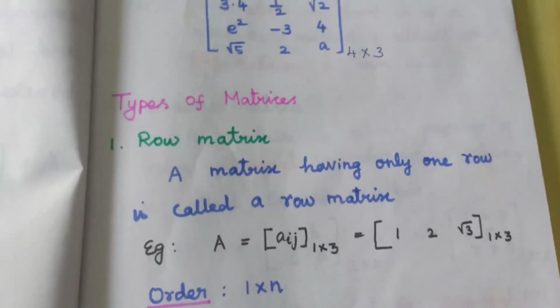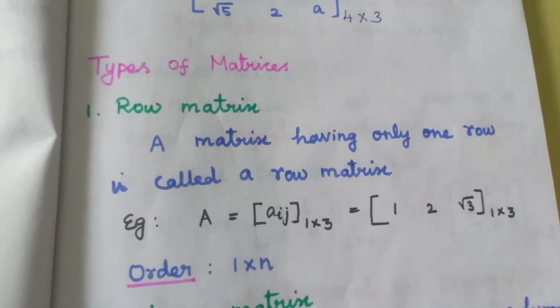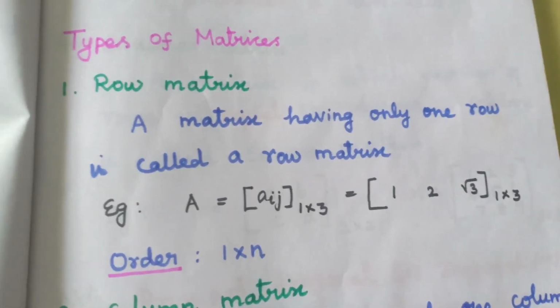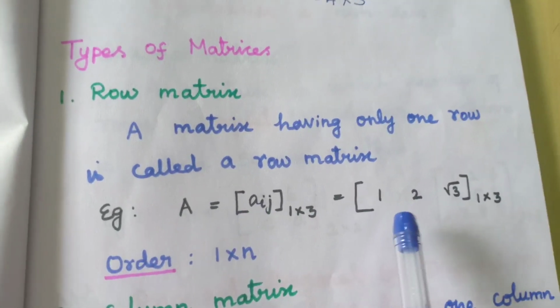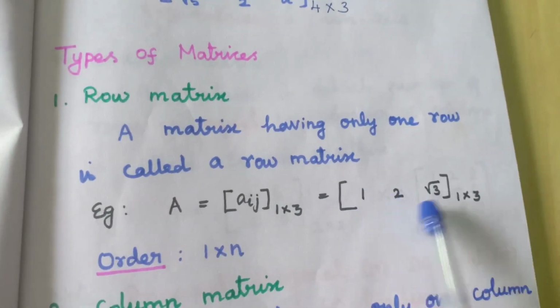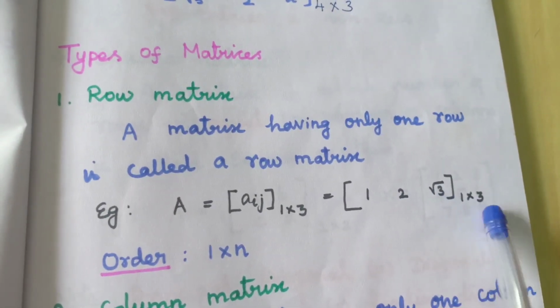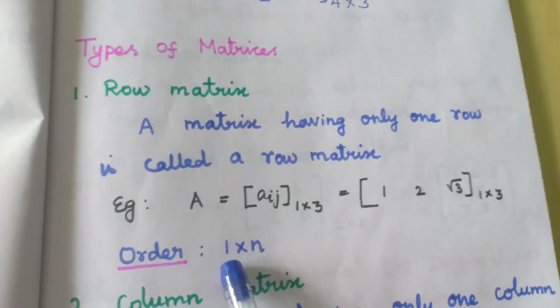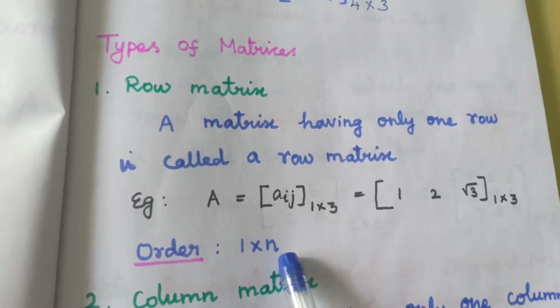Next we can go for the types of matrices. Row matrix. A matrix having only one row is called a row matrix. For example, the matrix 1, 2, root 3. We have 1 row and 3 columns, so the matrix is of order 1 cross 3. The order of a row matrix in general can be written as 1 by n.